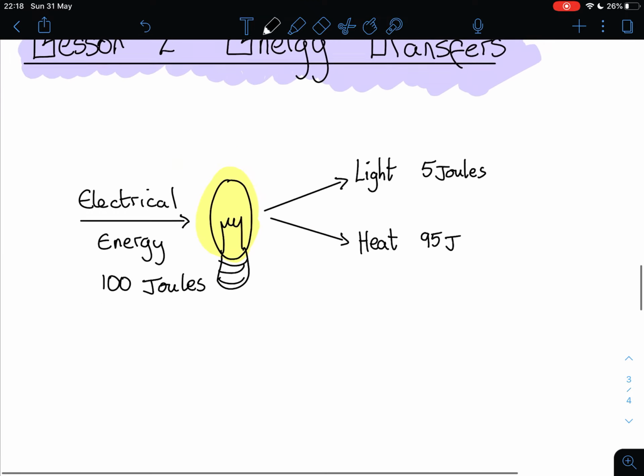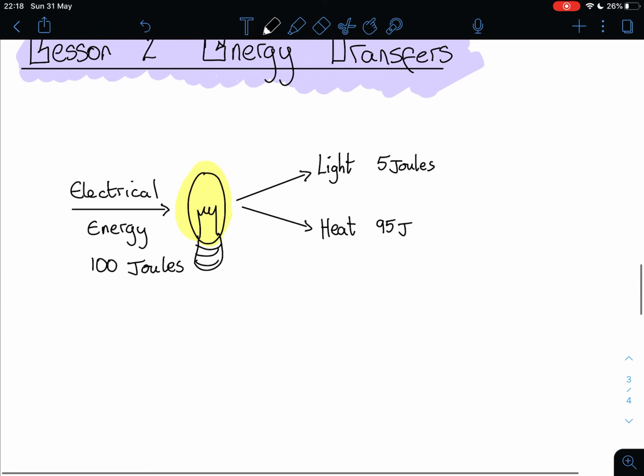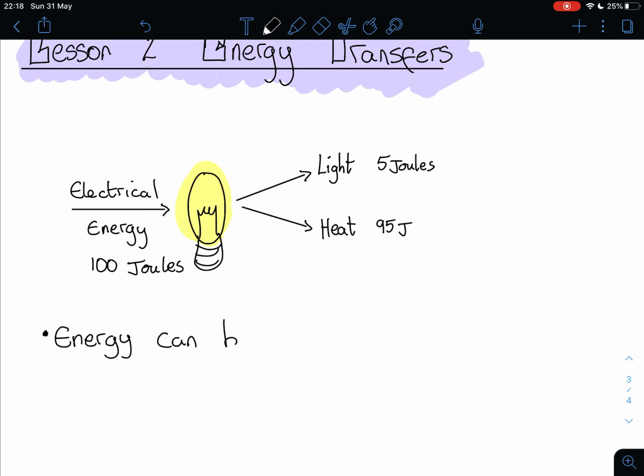And so that shows us something about energy transfers. It shows energy can be changed. Make sure you're copying it down. Can be changed from one type to another. Like that.